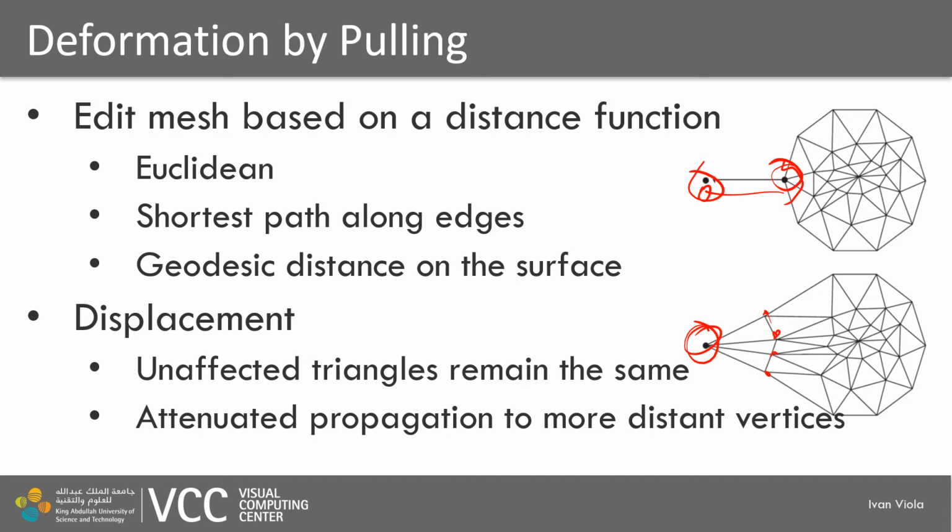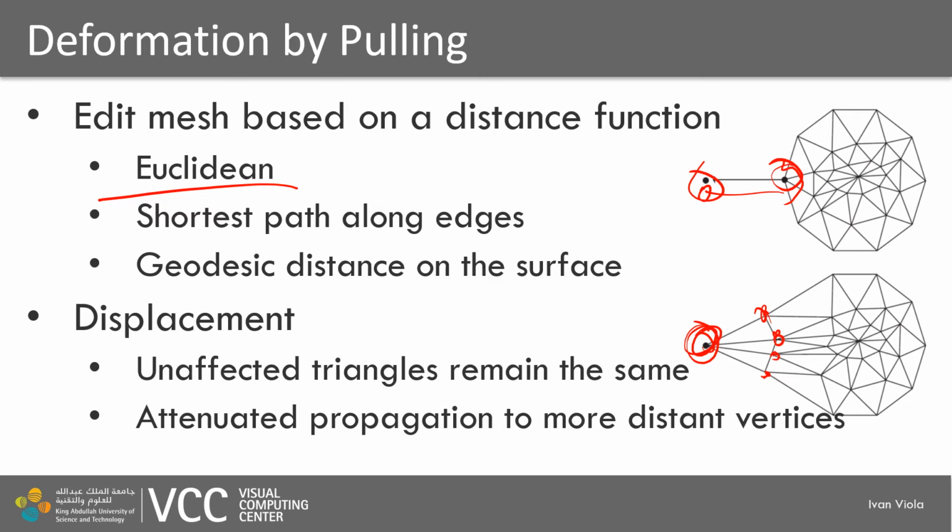And this distance function can be scaled by, for example, a Euclidean distance. So the more far away these points are from the original position of our vertex which is being tracked, the less there will be an impact on the movement of this vertex to these vertices. Or the closer they are, the more they will be moving along, so to say.